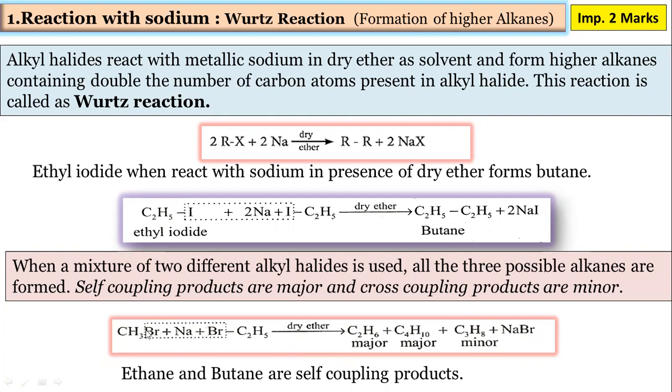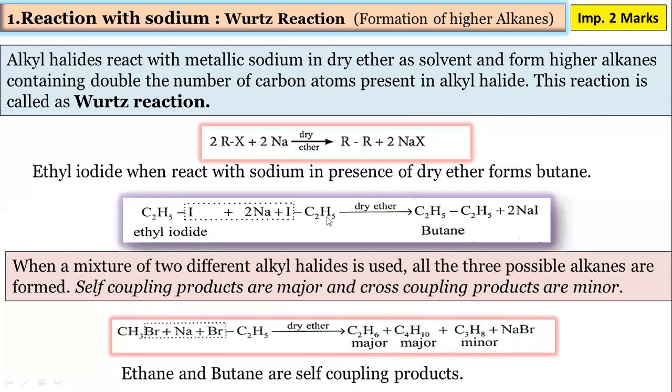CH3Br couples with CH3Br, we get C2H6. C2H5Br couples with C2H5Br, we get C4H10. This means the self-coupling products are the major products here. And in cross-coupling, CH3 and C2H5 combine, we get C3H8. This is a minor product. So this is cross-coupling and self-coupling. This is very important for the board exam. It is asked for 2 marks.